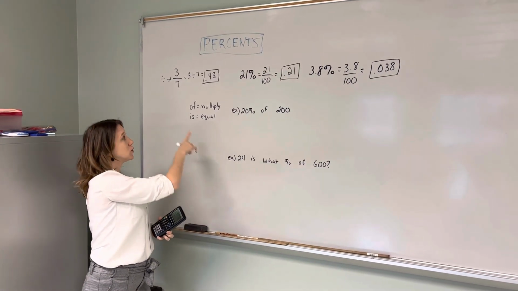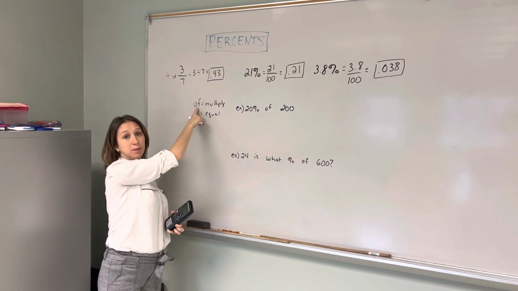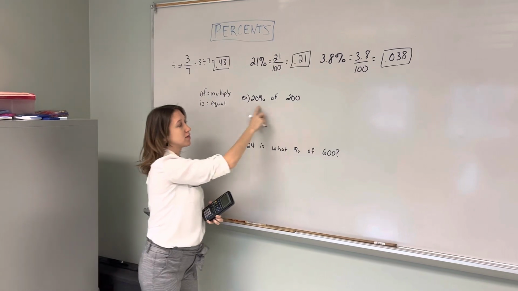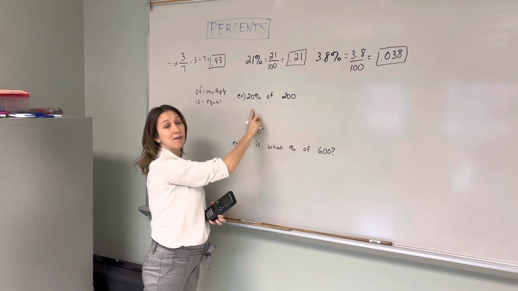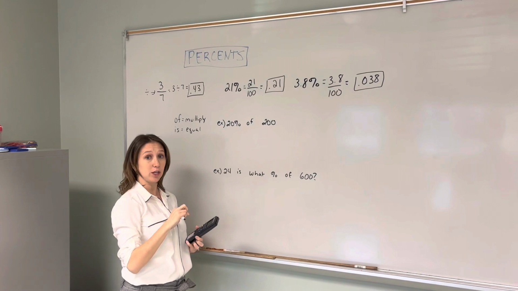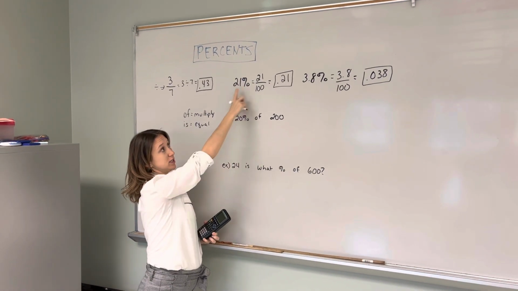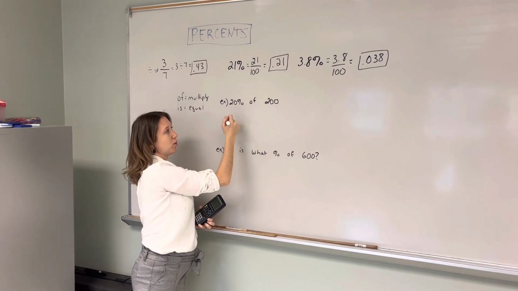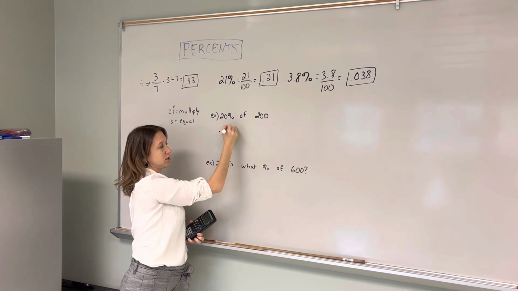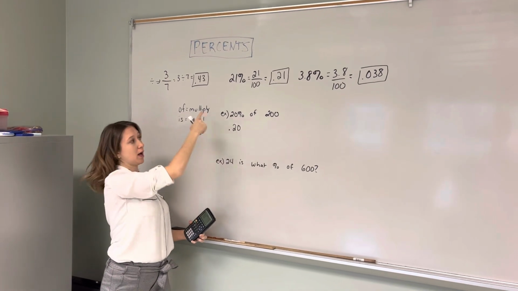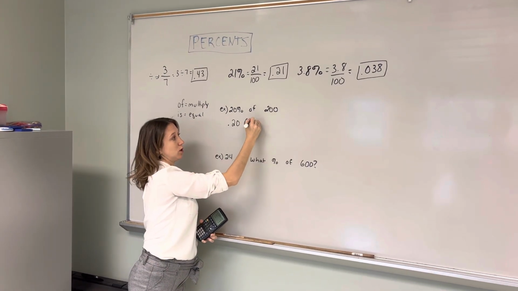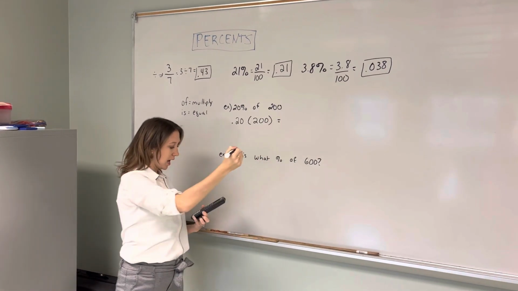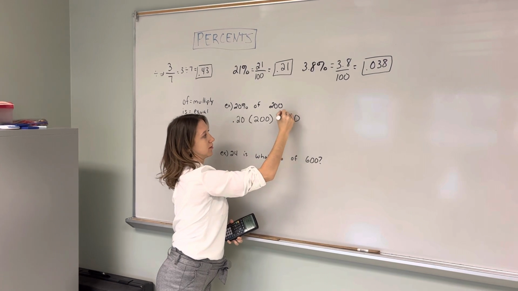The next thing you need to know is when you're looking at a problem, how to solve problems like this. So the two key things you want to know is of means to multiply, and is where you put your equal sign. So if I have this right here, first off, if I ever have a percent, I can't put a percent in the calculator. I have to make it a decimal like we did up here. So 20% as a decimal would be 0.20. Of is where we multiply, so times, and then 200.